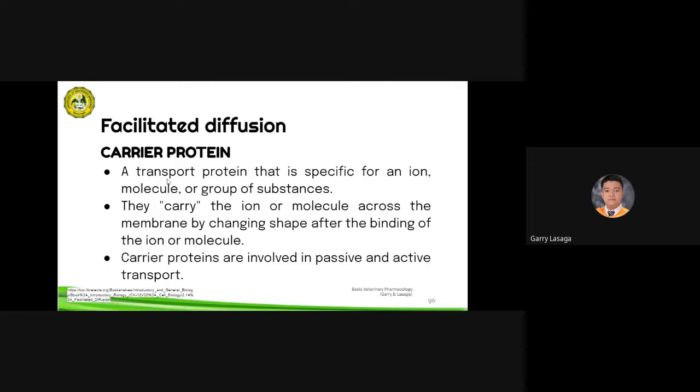We also have a carrier protein that is specific for an ion. It is a transport protein that is specific for an ion, molecule, or group of substances. They carry the ion or molecule across the membrane by changing shape after the binding of the ion or molecule. Carrier proteins are involved in passive and active transport.